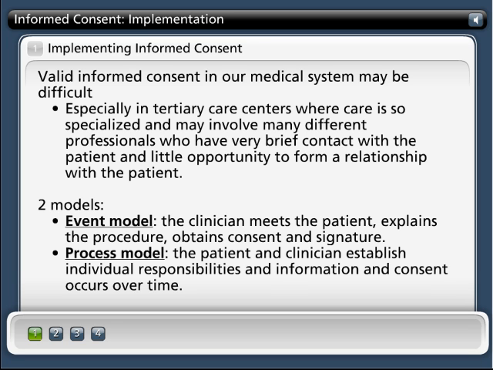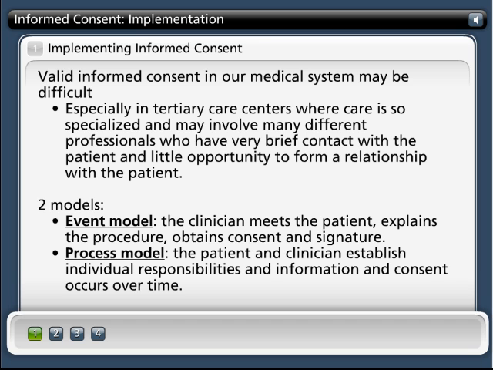Implementing informed consent. The implementation of informed consent can be very difficult, especially if you are working in a tertiary care facility where you may only see a patient for a certain amount of time, where you may be a floor nurse or an ER doctor. You may not actually see the patient through their whole care trajectory, so sometimes the relationship is brief, but you should not sacrifice quality. There are two models that we use to guide the implementation of informed consent.